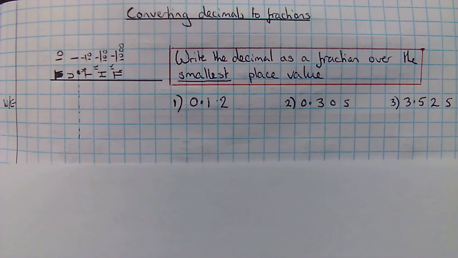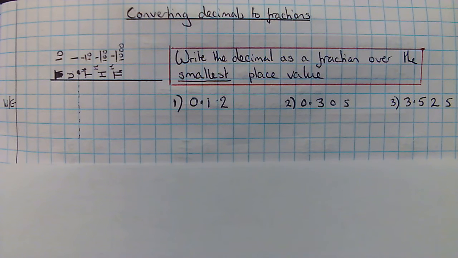Okay, the second half of this unit is all about the equivalence of fractions, decimals and percentages. And we're going to look at each of those conversions in turn. So we're going to start by converting decimals to fractions. When we convert decimals to fractions, all we need to do is to write the decimal as a fraction of the smallest place value and then to simplify that fraction. So let's have a look.